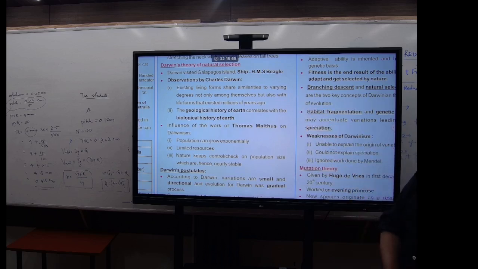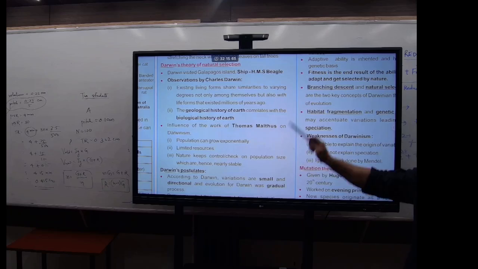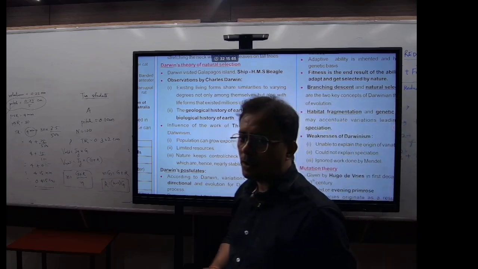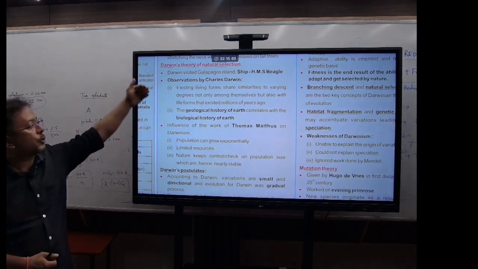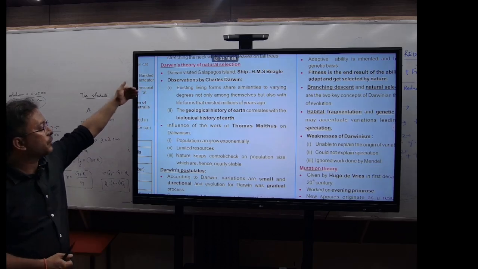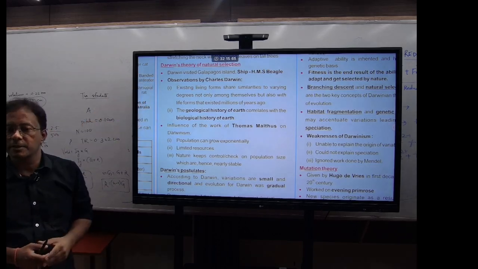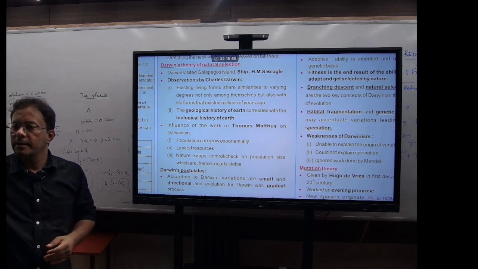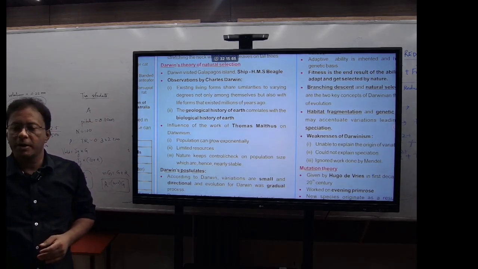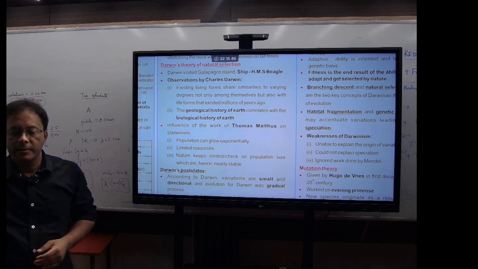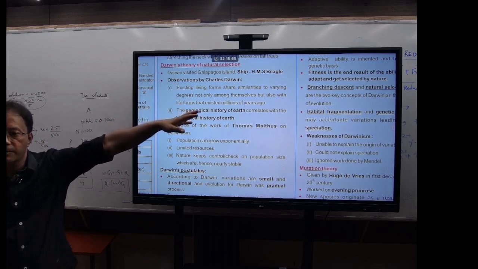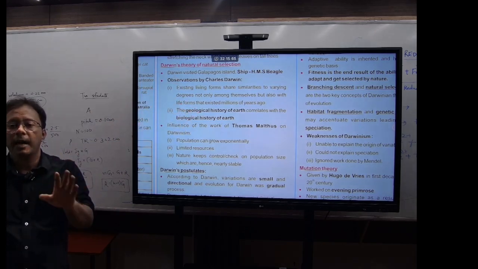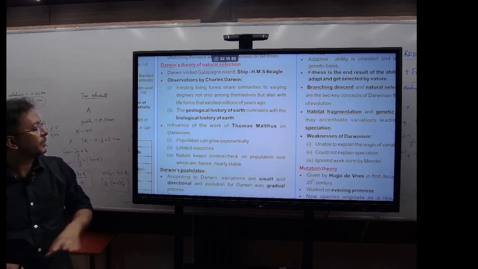Now, he traveled on a ship called the HMS Beagle around the world, and he observed that existing life forms share similarities to varying degrees, not only among themselves but also with the life forms that existed millions of years ago. He said the present day organisms share similarities with the current life forms and also with the forms that existed millions of years ago, which clearly suggests that evolution has taken place.